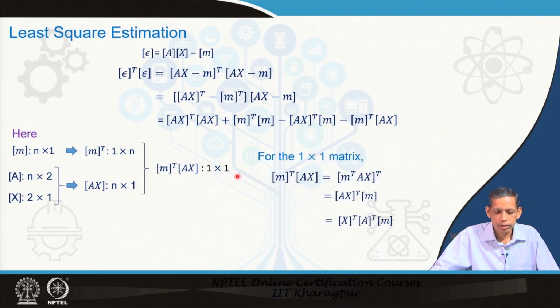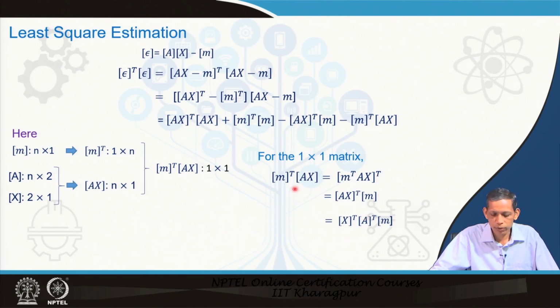So that leads to a 1 cross 1 matrix, m transpose A x. We can write it also as its transpose, because the transpose of a one element matrix is itself the element. So m transpose A x equals the transpose of the whole matrix, because this is a 1 cross 1 matrix. As per the property of transposition, we can write A x transpose m, which equals x transpose A transpose m.